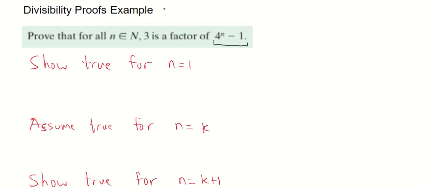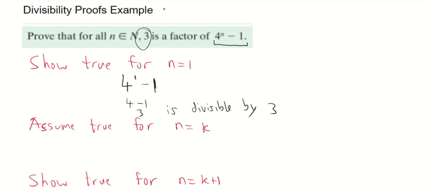So 4 to the power of 1 minus 1, we're checking, is that divisible by 3? Well, 4 to the power of 1 is just 4, and if I take away 1, I just get 3. So that is divisible by 3, which shows that whatever we got there was divisible by 3.